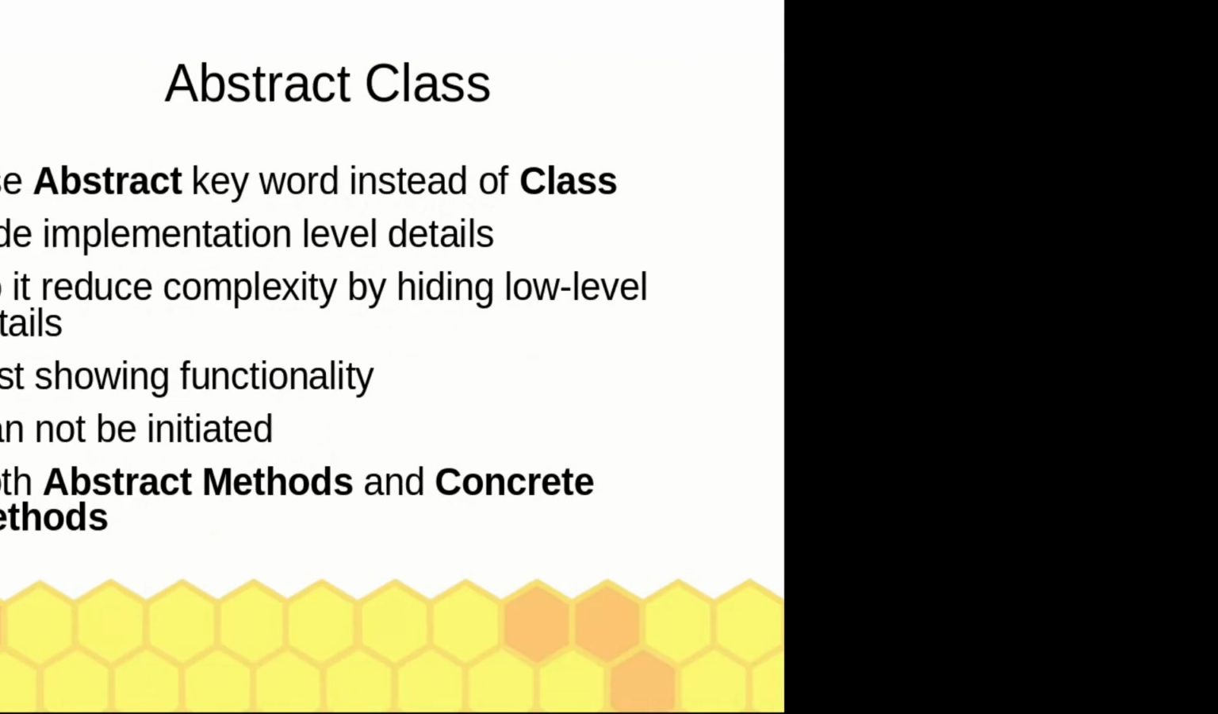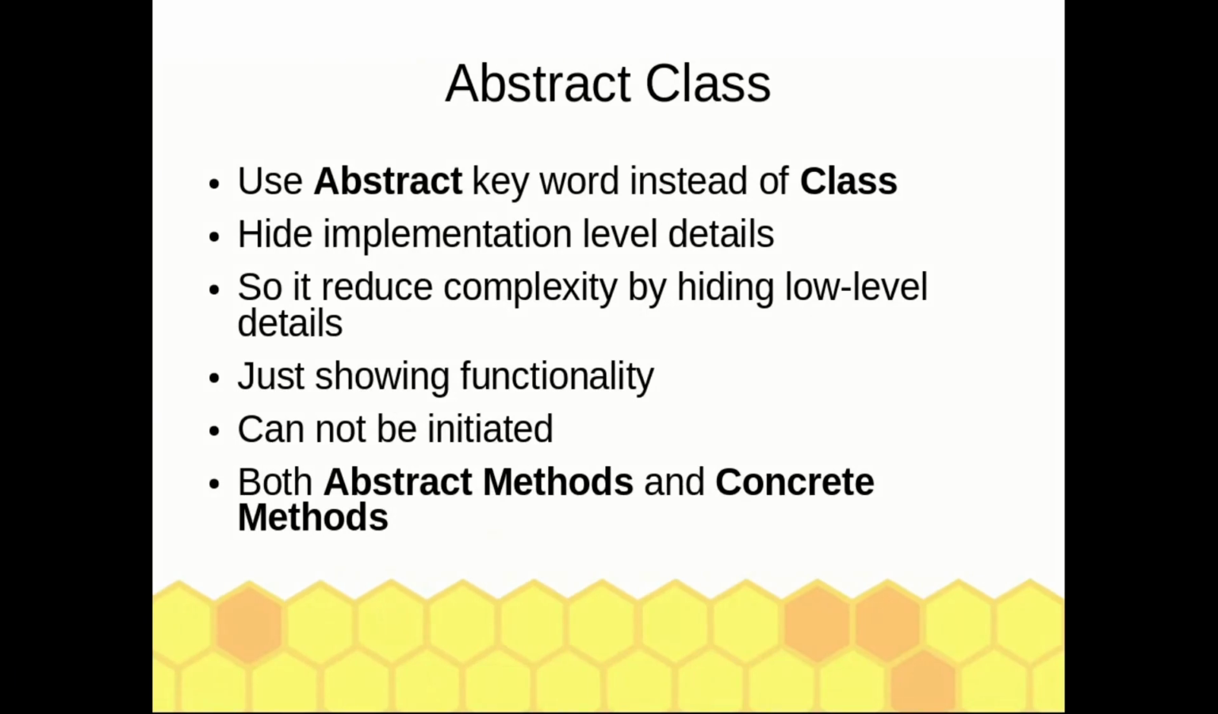Okay, before we do practicals, let's study what an abstract class is and what an interface is. Okay, what is an abstract class? Actually, the abstract keyword is used to create an abstract class, and it hides the implementation. Because it hides low-level implementation, it reduces the complexity. Abstract classes cannot be instantiated, and an abstract class can have both abstract methods and concrete methods. I think you know concrete methods are methods which have declaration and implementation at the same time.